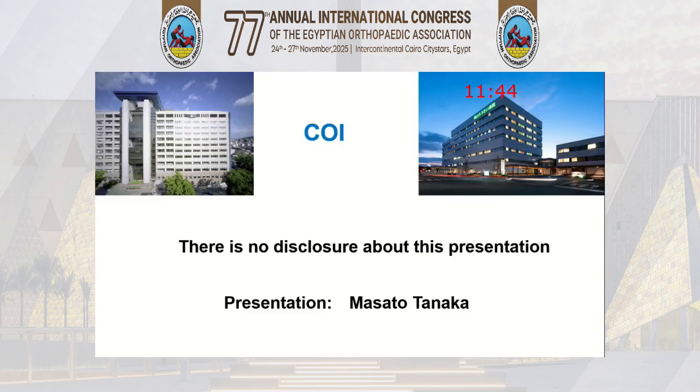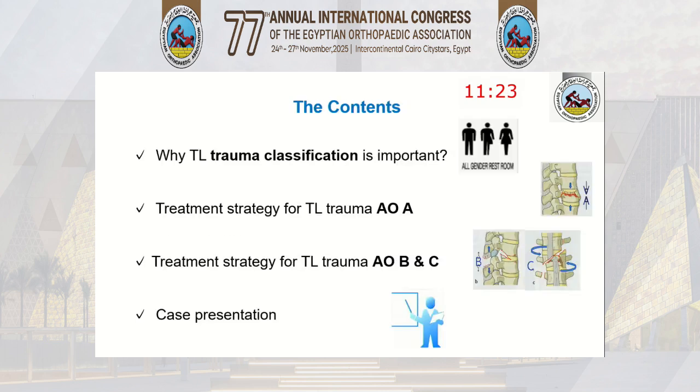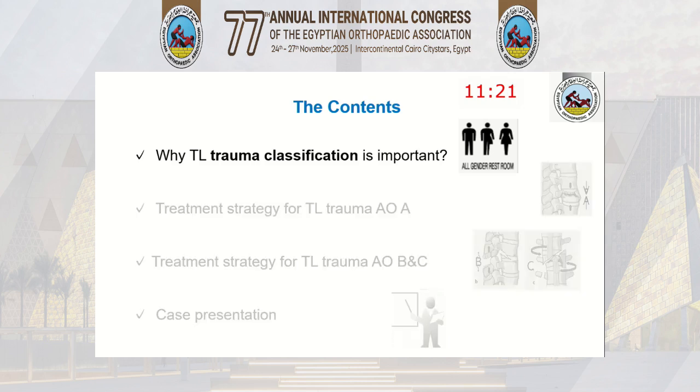This is my COI. After this lecture, you can understand the precise surgical indication for thoracolumbar trauma. You can have knowledge of various kinds of surgical technique, and also you can get an update on MIS technique for thoracolumbar trauma. This is the content of my talk.